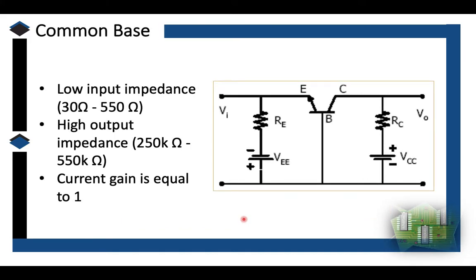Next type of configuration is the common base configuration. Common base, common po yung ating base. As you can see, we have here an input at the emitter and our output default is in the collector. So, since hindi ka pwede maglagay ng input sa base, inilagay mo po yun sa iyong emitter. Okay? Ang feature po ng common base is that the current gain is equal to 1. If the current gain is equal to 1, we must assume that it offers the highest voltage gain among the three configurations.